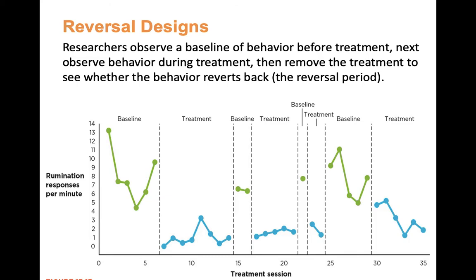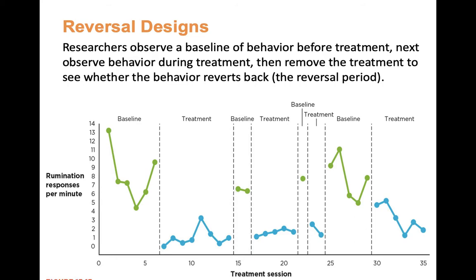So what we see here on the vertical axis is the number of times that this particular person engages in this rumination behavior, which is bringing up that swallowed food, chewing it up again, and swallowing it. And so there are baseline periods, treatment periods, and then we've got these reversal periods, which follow treatments to see whether the behavior reverts back.